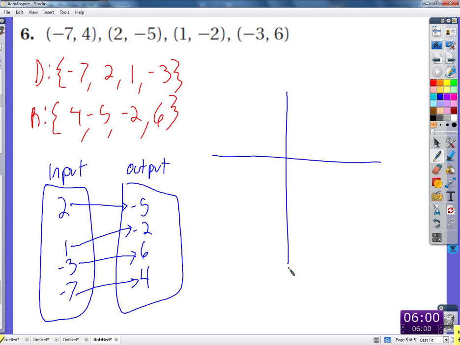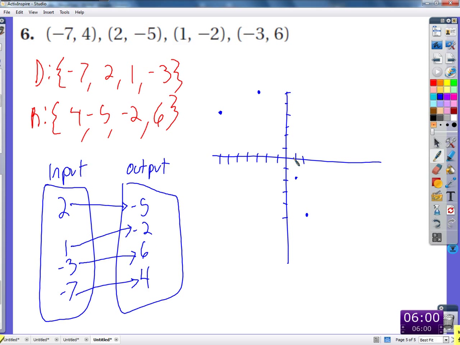So we have an input of negative 7 and an output of 4, and we put a dot right there. Then 2, negative 5; 1, negative 2; negative 3 and 6. There you go, we graphed that relation. The input versus output have been represented in three ways altogether: one by ordered pairs, one by a mapping diagram, one by a graph.